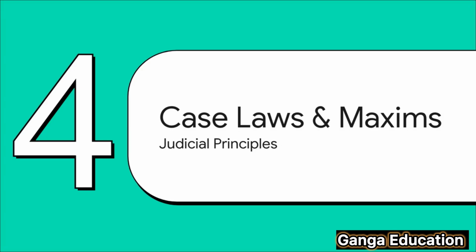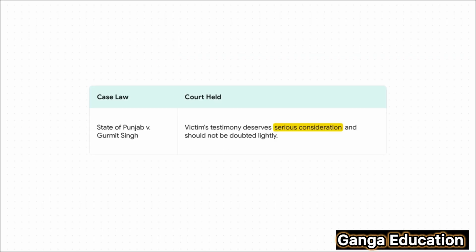Now, any law on paper is really shaped by how our higher courts interpret it, so it's super important to look at the landmark judgments and the legal principles that guide how Section 120 is actually applied in the real world. In the landmark case of State of Punjab versus Gurmeet Singh, the Supreme Court laid down a fundamental principle. The court held that a rape victim's testimony has immense value and must be treated with serious consideration. It shouldn't be doubted lightly. This judgment perfectly reinforces the spirit behind Section 120, which is all about giving legal weight and credibility to the victim's statement.